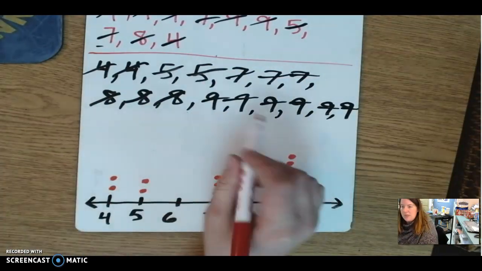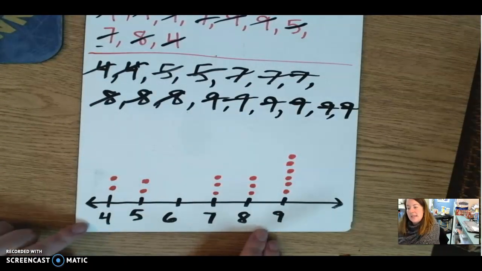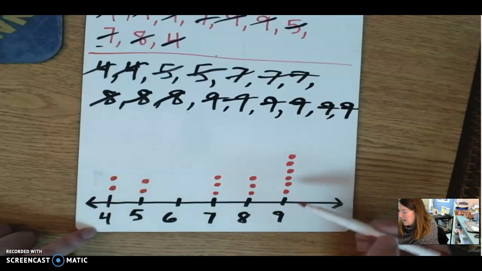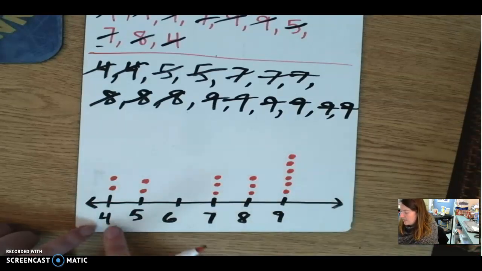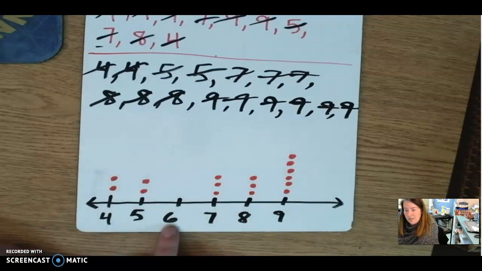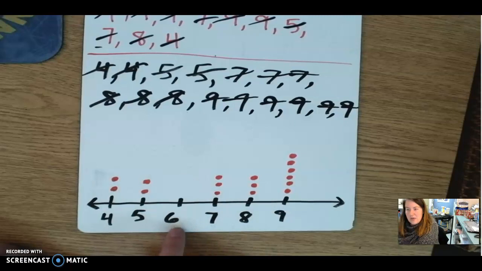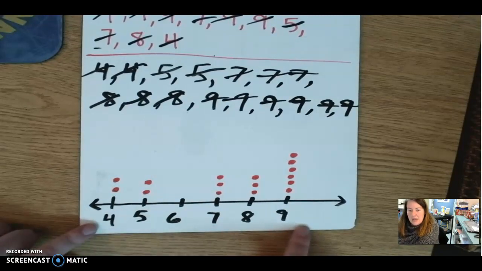So now I have represented all of my data on a dot plot. And you can tell just by looking at the dot plot which number has the most, right? The 9 obviously has the most. You can also tell which one has the least. Look, the 6 has the least because it's completely 0. There were no 6s. So this is a dot plot. In the next video, we'll look to see how to do one that includes fractions.